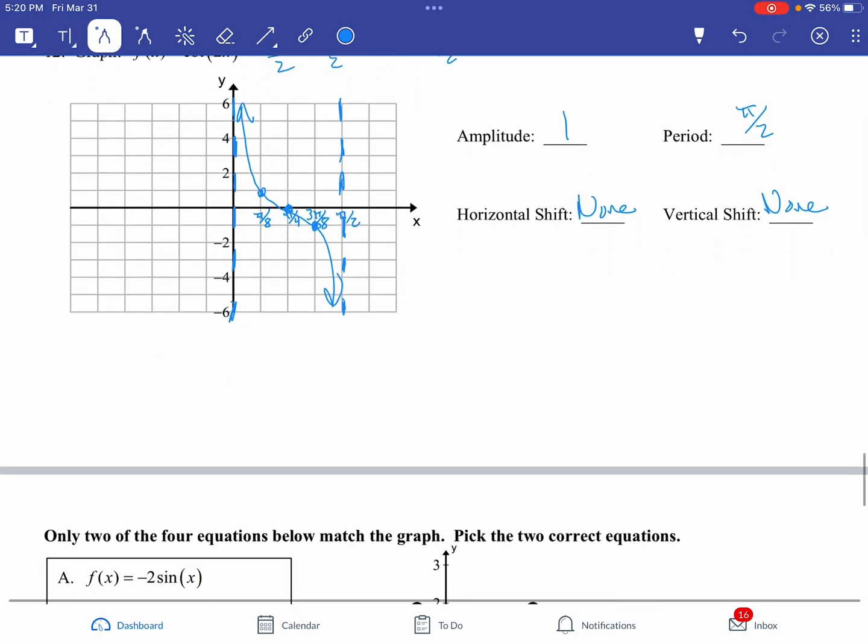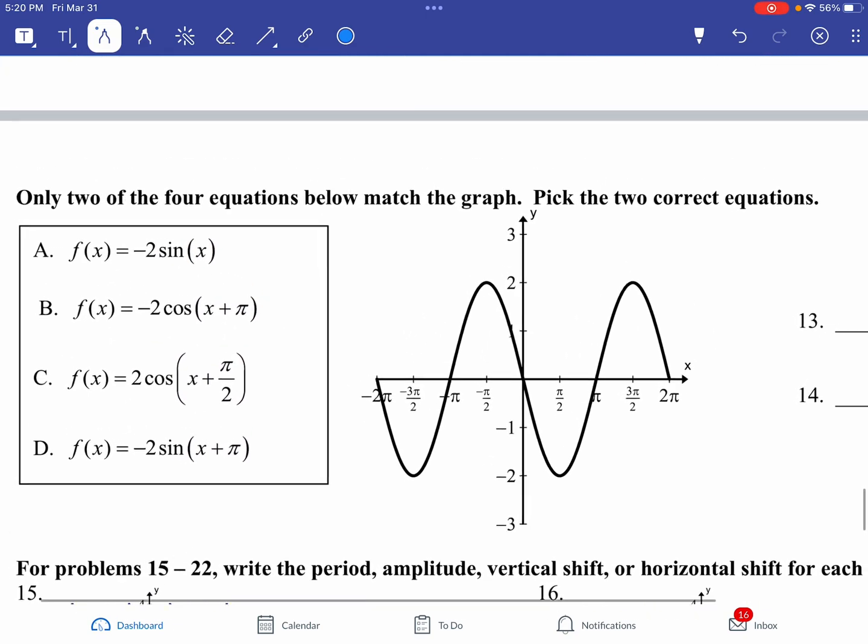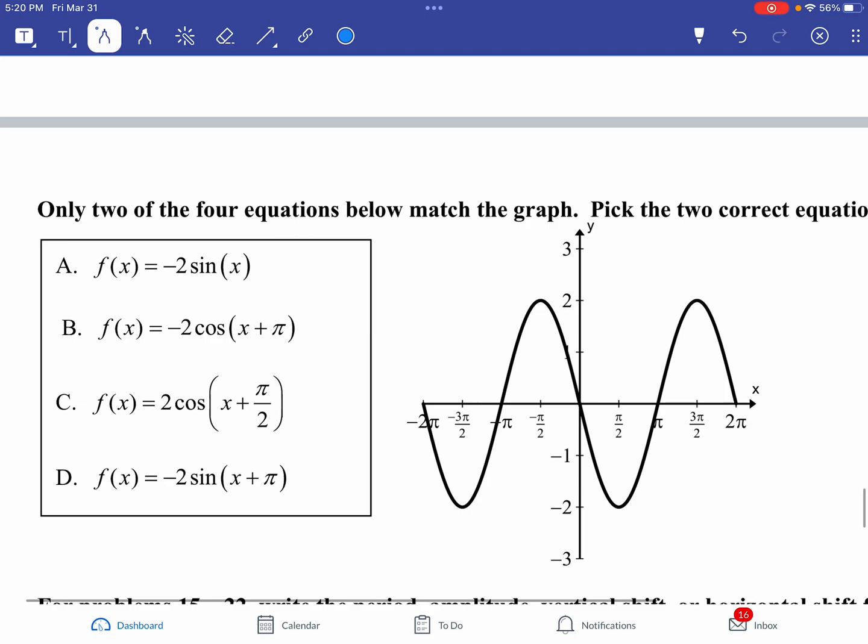Now we get some of the problems that are also going to be on the test. This is one of them. You have a graph that you're given. You have 4 choices. 2 of them work, 2 of them do not. All you have to do is go through and figure out what is going on and figure out if the equation that you're given works with the graph that you're given.